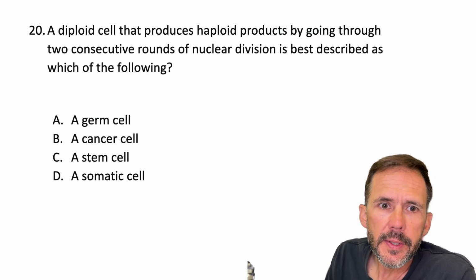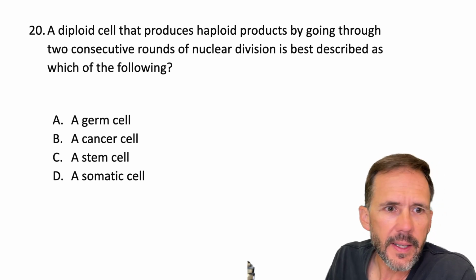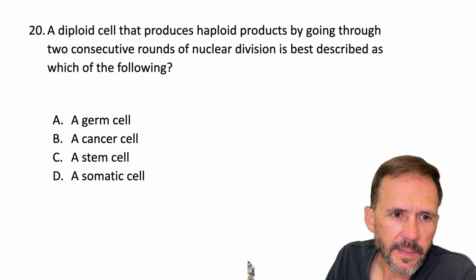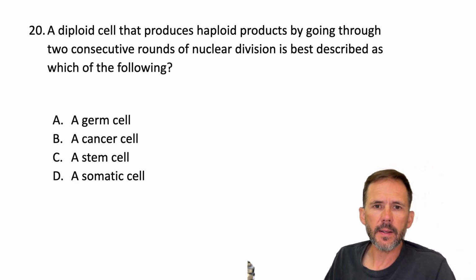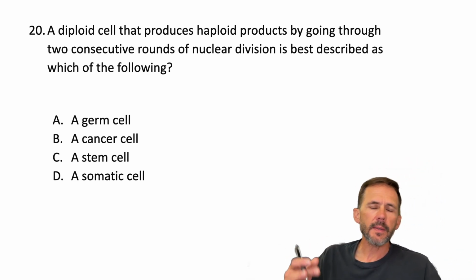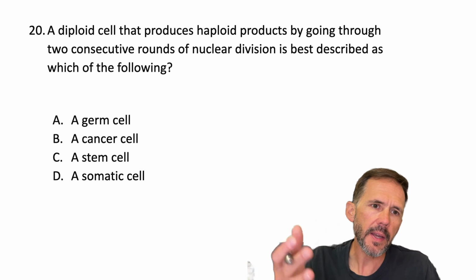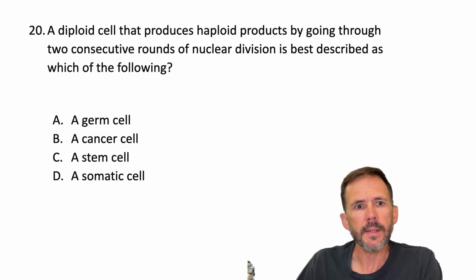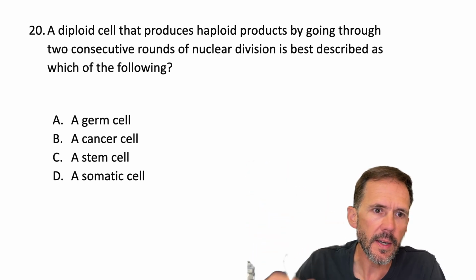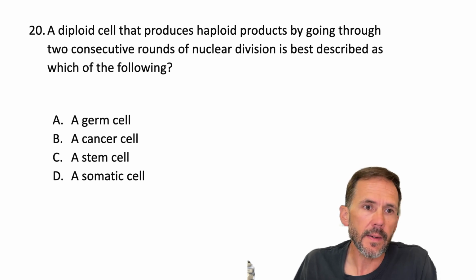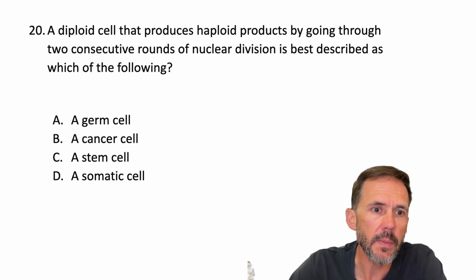Right, a diploid cell that produces haploid products by going through two consecutive rounds of nuclear division is best described as which of the following? Right, so this is a germ cell. Mitosis entails DNA replication and then cell division. And then meiosis is DNA replication, then cell division, and then another round of cell division. You only see this in animals in the germline. So the only time you would see meiosis would be in a germ cell.